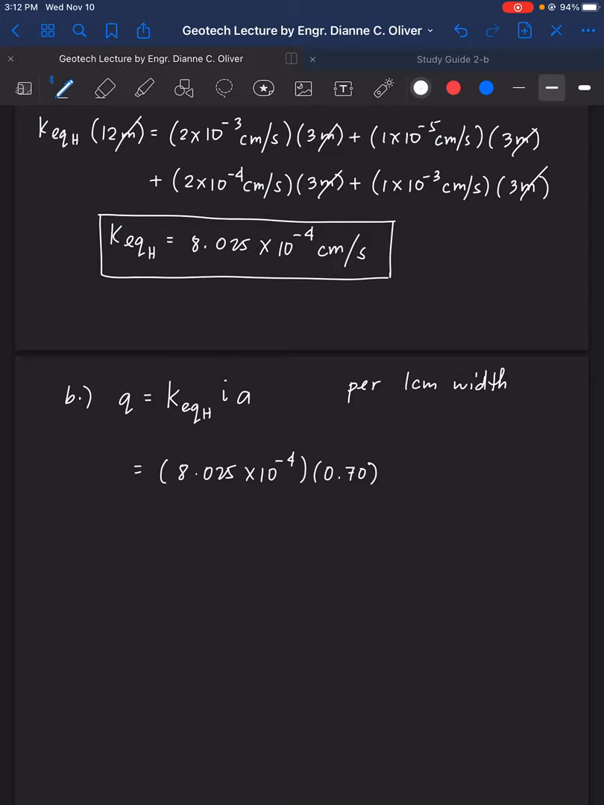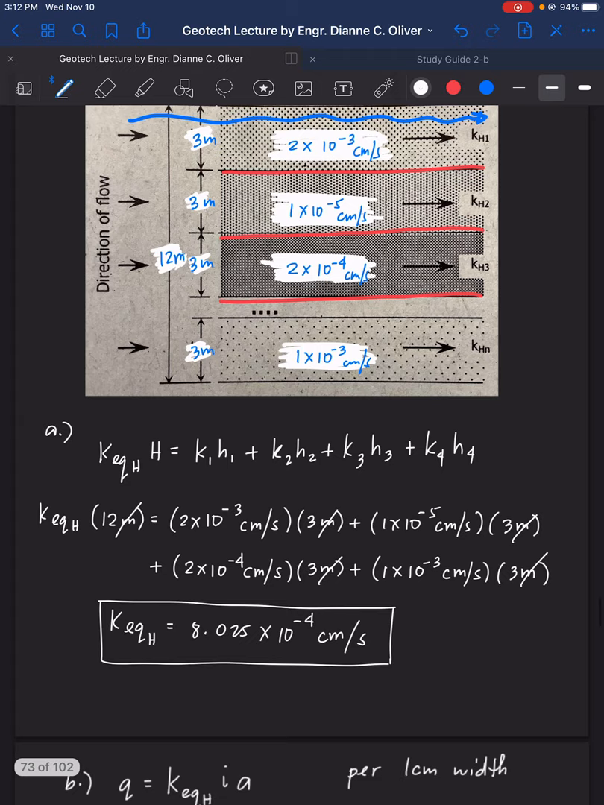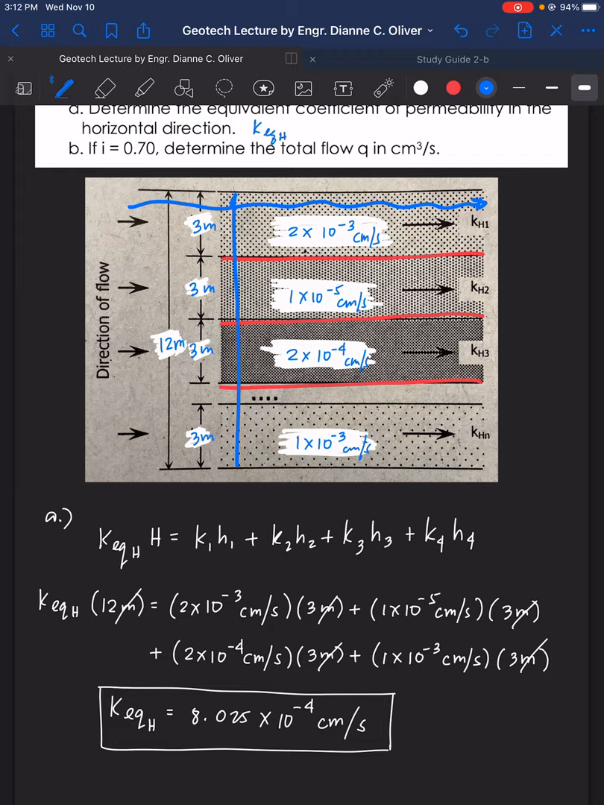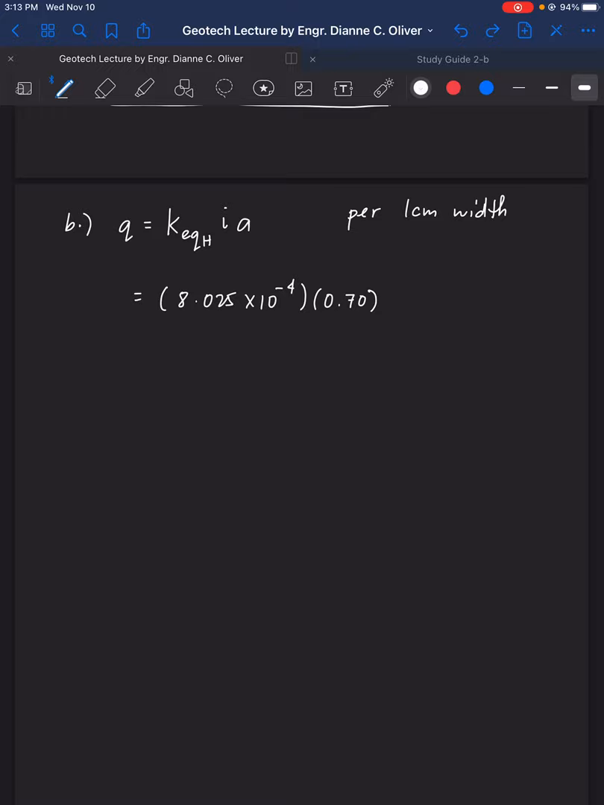The question here is, what area are we going to use? The total height of the soil layer. Why total? Because we're using K equivalent. So we're taking the total layer of soil. So that is 12 meters. But in centimeter, that is 1,200 centimeter multiplied with 1 centimeter width.